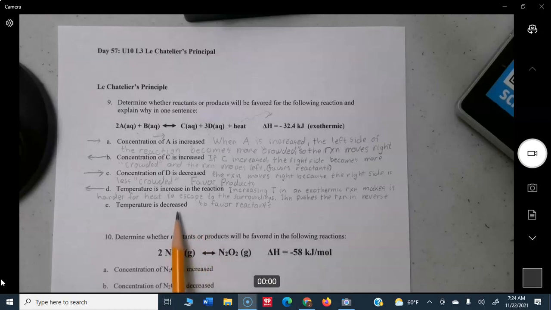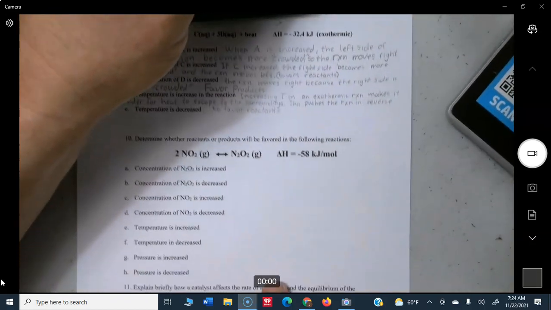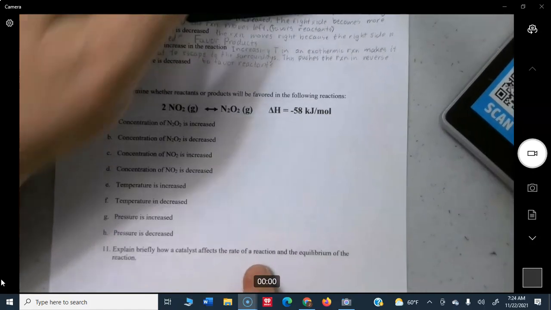Okay, so I want you to give a similar explanation. If it's an exothermic reaction, give a similar explanation for if the temperature is decreased. What will happen to that reaction? Okay, let's go on down here. Do a different one.